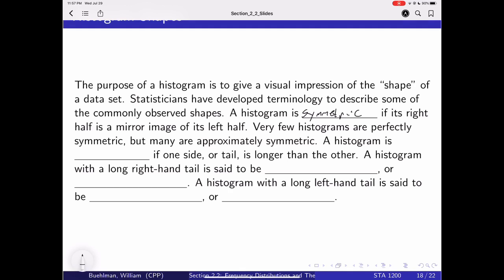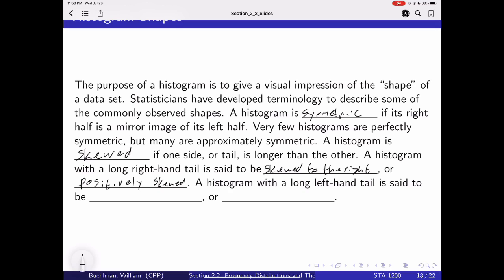A histogram is skewed if one side or a tail is longer than the other. So a histogram with a long right-hand tail is said to be skewed to the right, also known as positively skewed. But that's less common. Normally we just talk about skew as in skewed to the right.